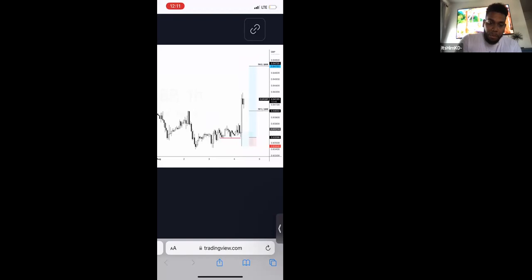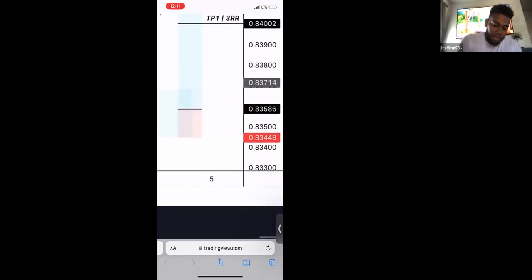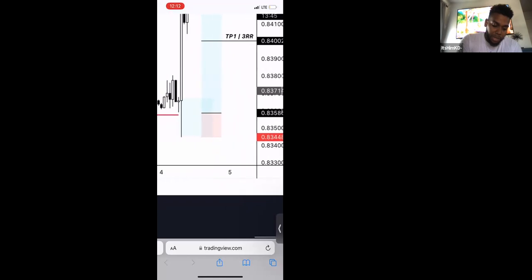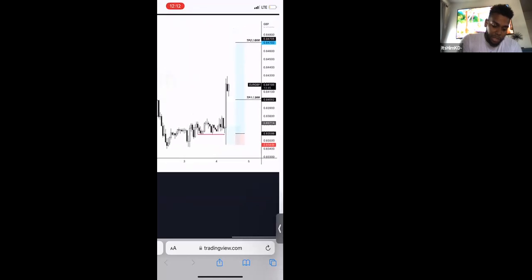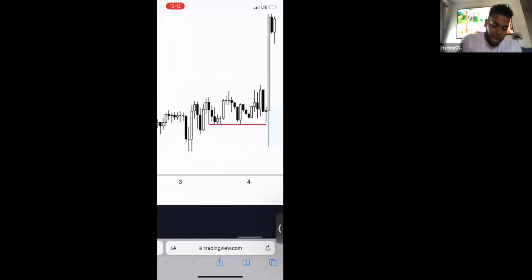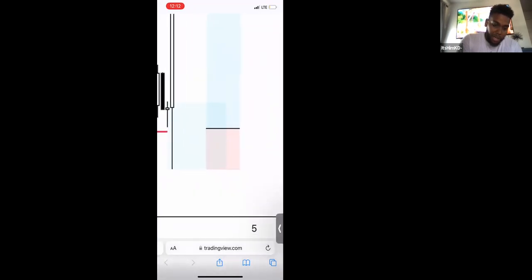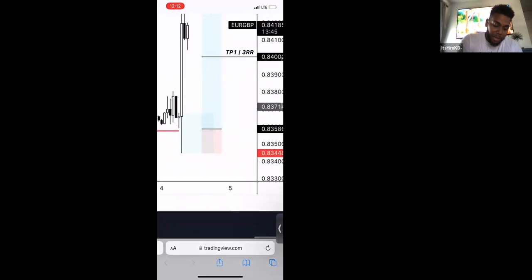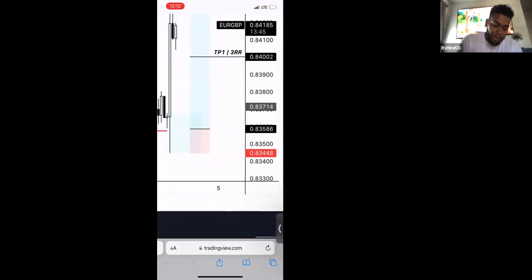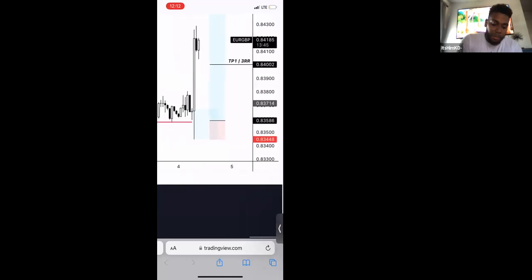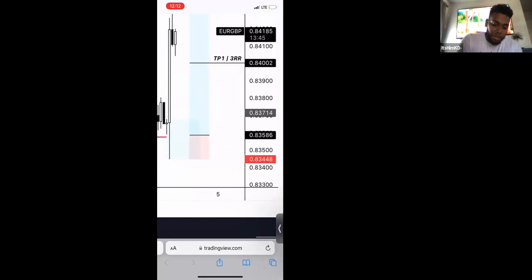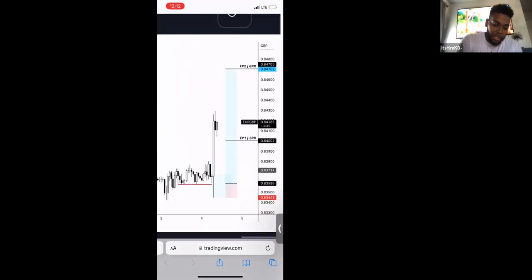Which one is the stop loss? The red, my brother. Right here. That's the stop loss. That's the stop loss right there. Entry price is that black line. That's his entry, which is this black line right there, which is 0.83586. And then he has his first take profit. And then he has his second TP.